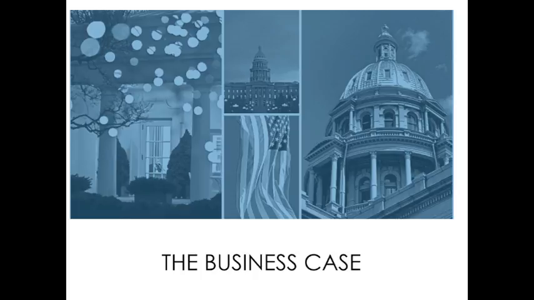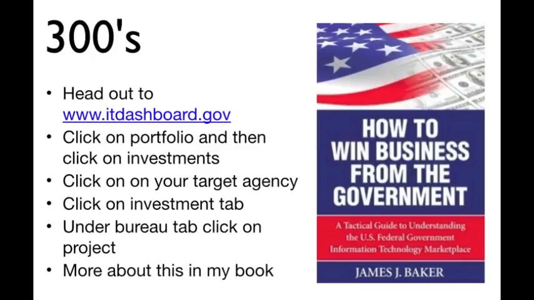The business case is referred to as the 300s. It's actually a form, 300A and B, that's filled out, and it's what is submitted to Congress to justify the expense of an IT product. It is a phenomenal document and has a wealth of information. And any deal that you're chasing or want to go after, you should probably read the business case. I've listed on your screen the direct step-by-step directions of how you can go out and find the business cases in the areas that you're targeting.